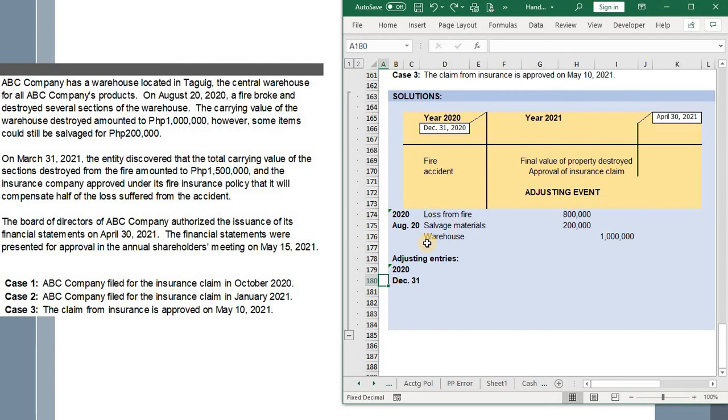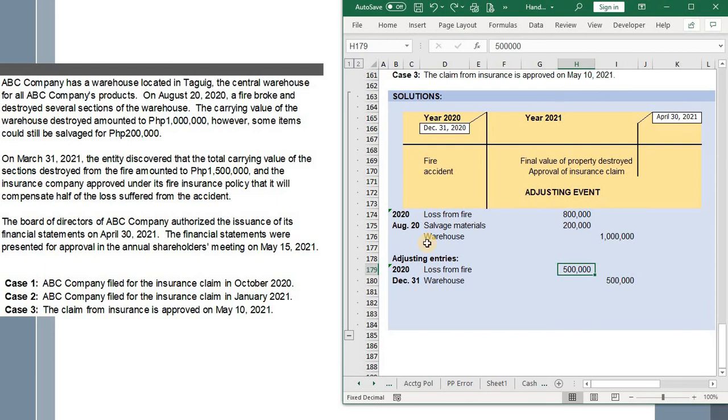And we already derecognized 1 million pesos from the warehouse account. It means we need to derecognize an additional amount of 500,000 pesos. So that will be debited to loss from fire for 500,000 pesos. Then the approval of the insurance claim, which is the second event.